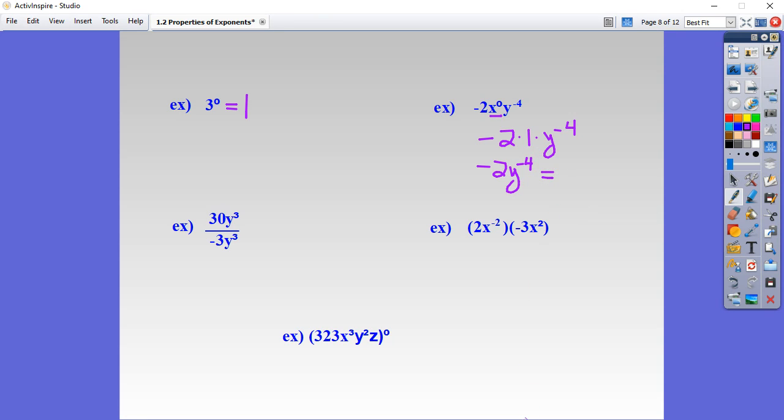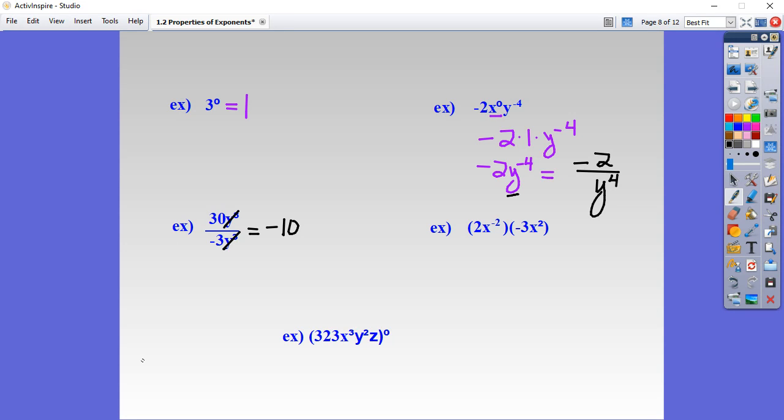Now, I'm not done though, because I see a negative exponent. How do we make negative exponents positive? We flip it. What's the it? The base with the negative exponent. So -2 is not part of the base. It stays in the numerator, but the y gets flipped down to the denominator and made positive. Looking at the third example, I'm going to take care of the fraction first, which is 30 over -3. That's -10. And then the y's just cancel, so you're done. They go to 1. So -10 is your solution there.